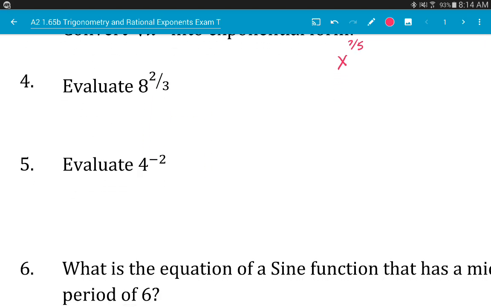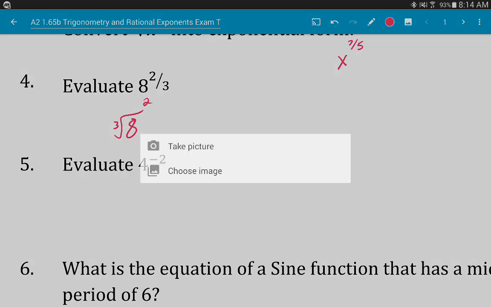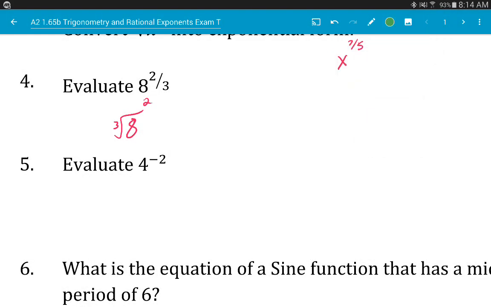8 to the 2/3, okay? We're going to convert it first. 8 underneath the cube root, the square on top. Now, the cube root of 8 is 2. So this is equal to 2 squared, which is 4.